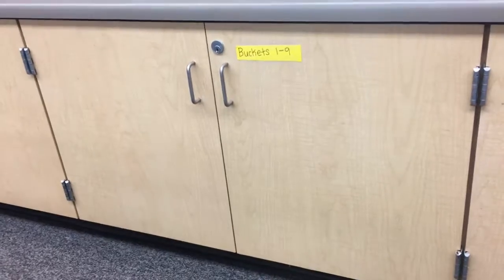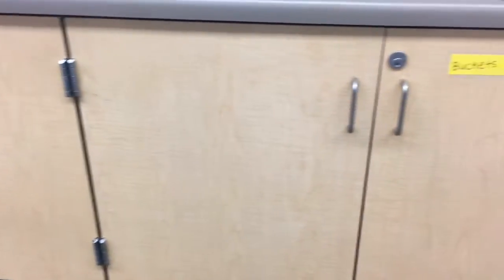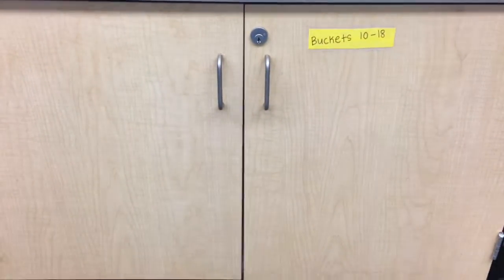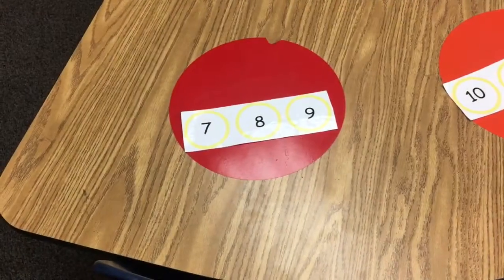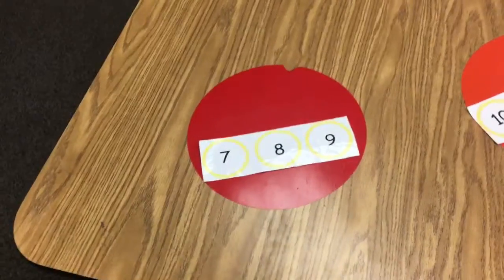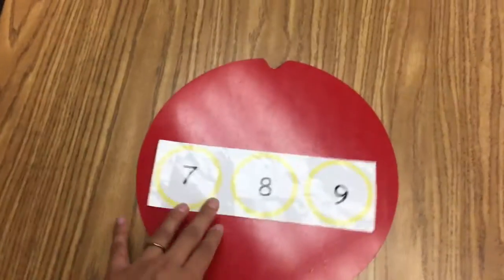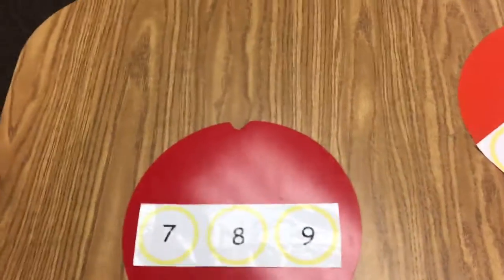These are the cabinets where I store all of my buckets for my independent activity schedule. So I have buckets 1 through 9, and then I have buckets 10 through 18. The first thing that a student is going to do is they're going to see what activities they have to do for the day. Every day they have a different set of numbers.